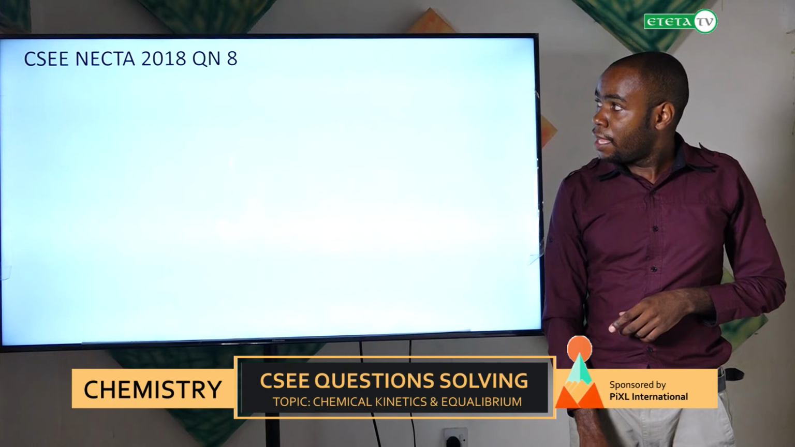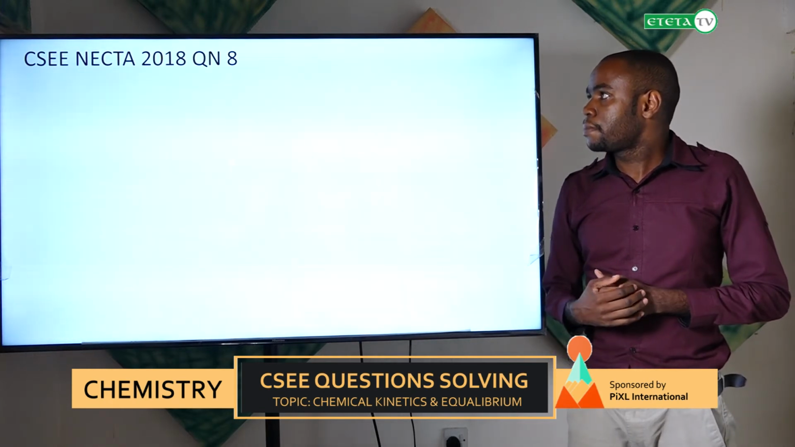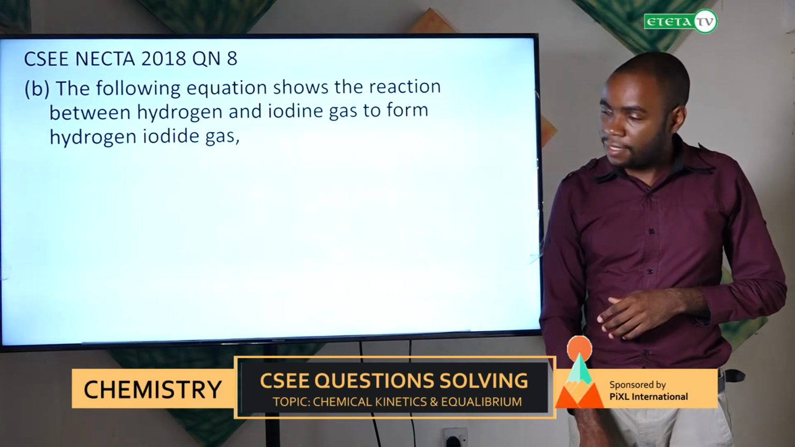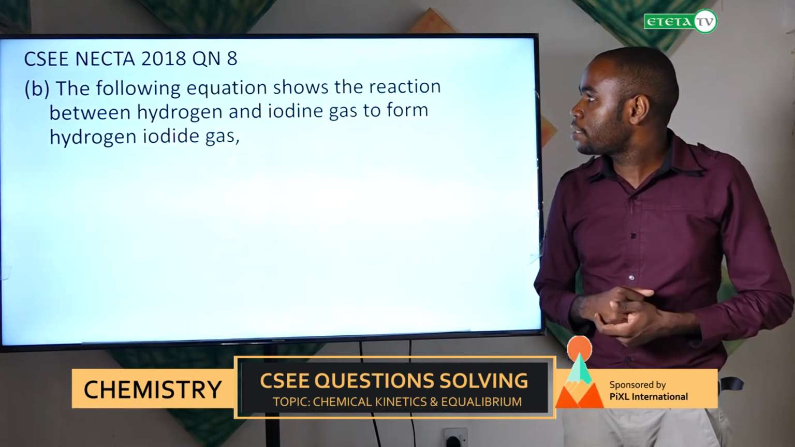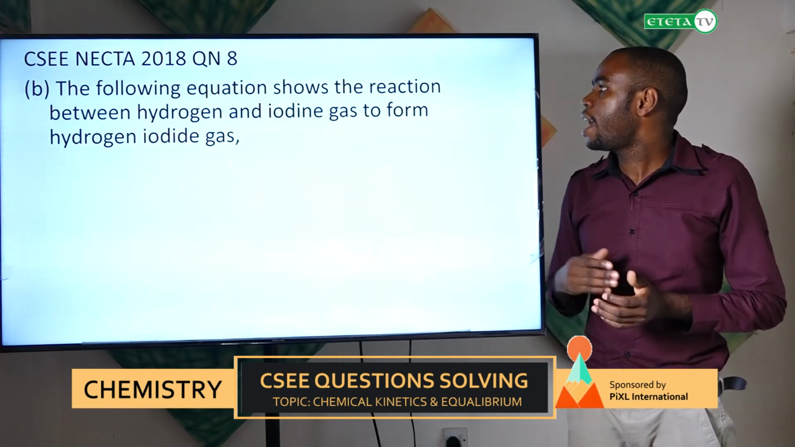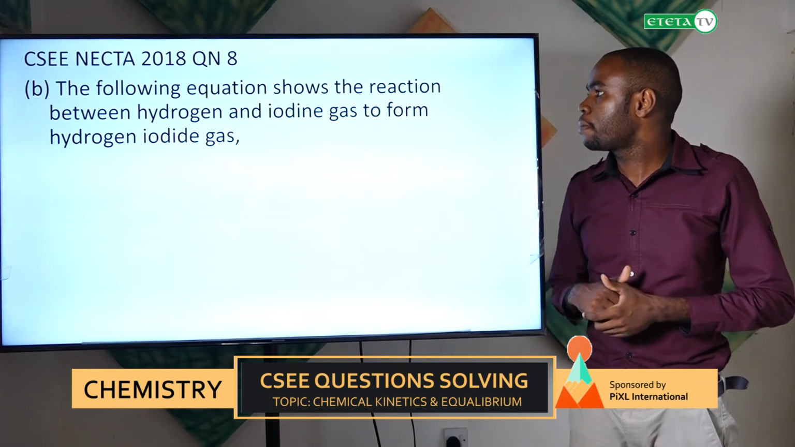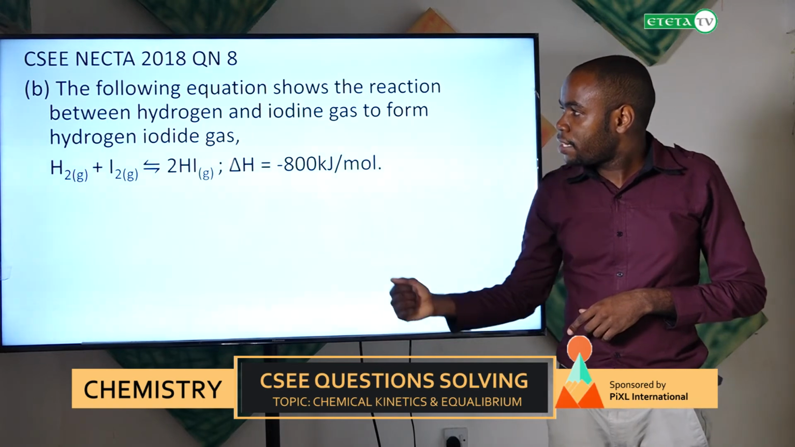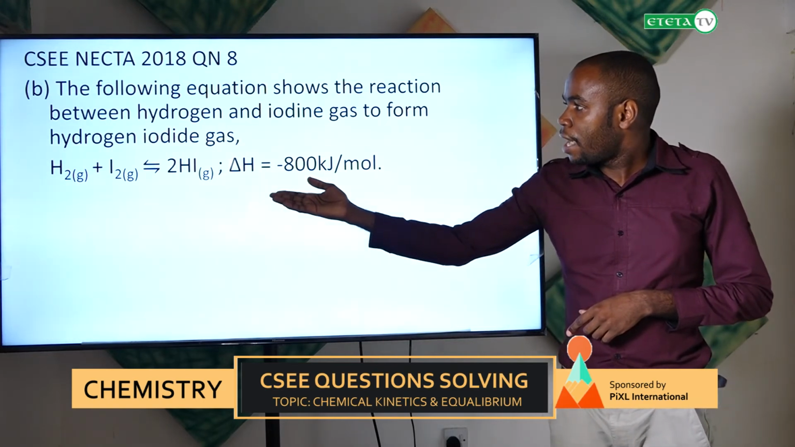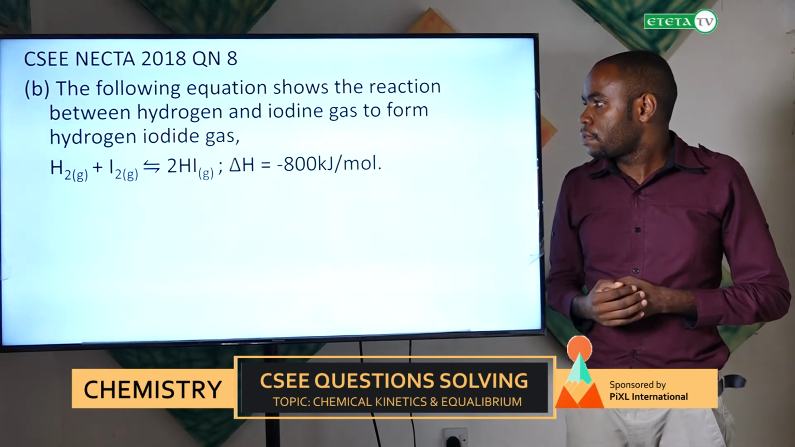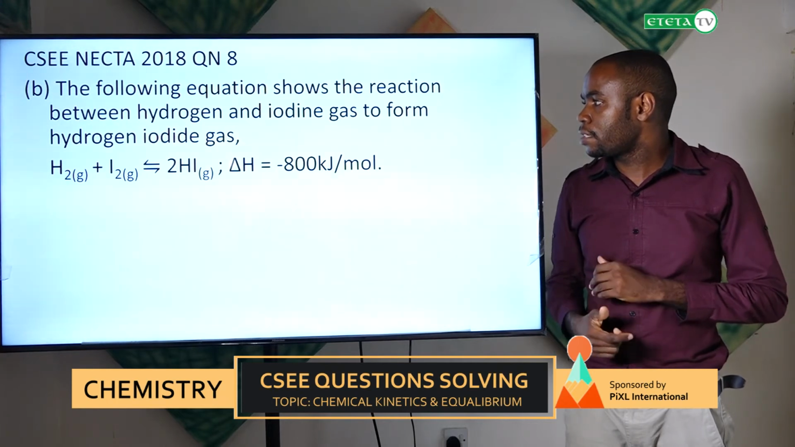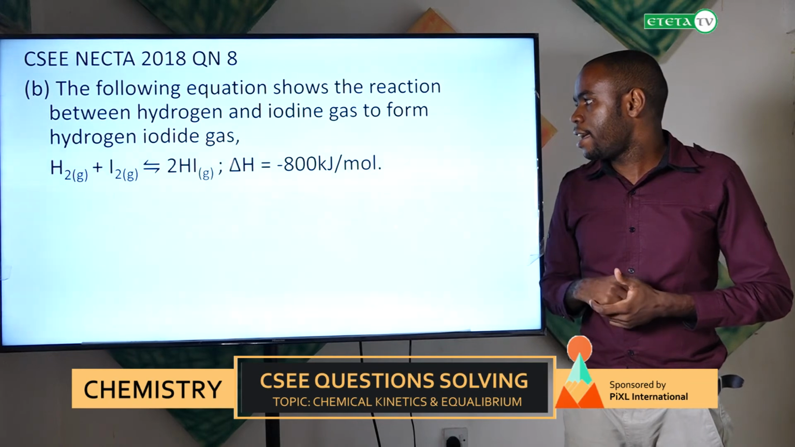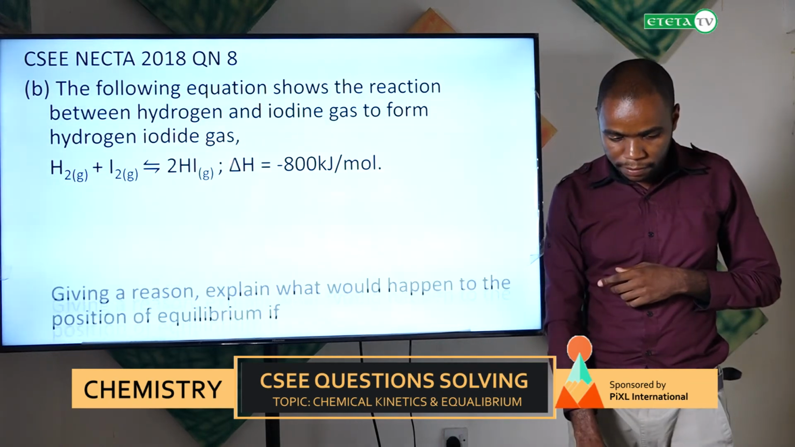Now, question number 8 from CSEE NECTA 2018. The question says, the following equation shows the reaction between hydrogen and iodine gas to form hydrogen iodide gas. 1 mole of hydrogen reacts with 1 mole of iodine to obtain 2 moles of hydrogen iodide. The heat change is negative 800 kilojoule per mole.